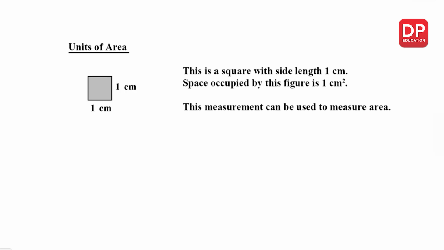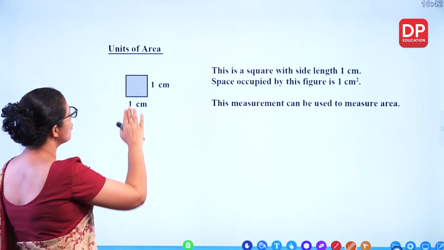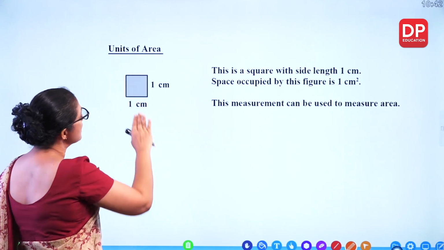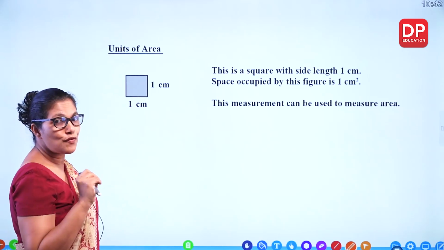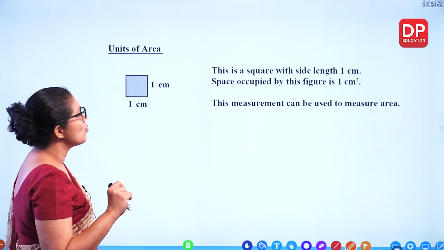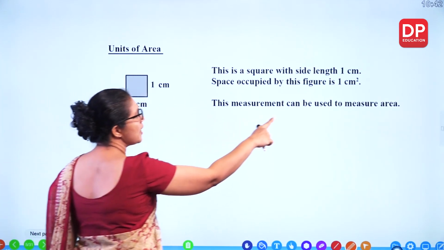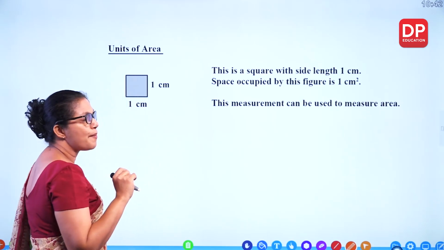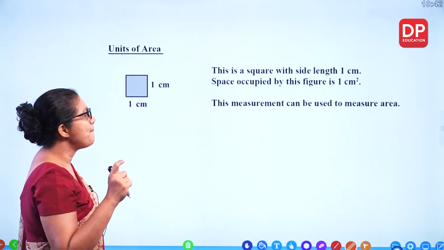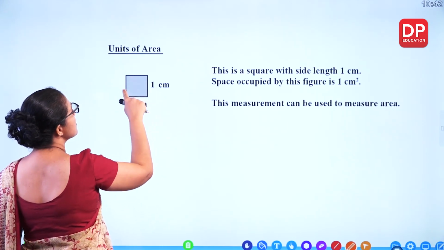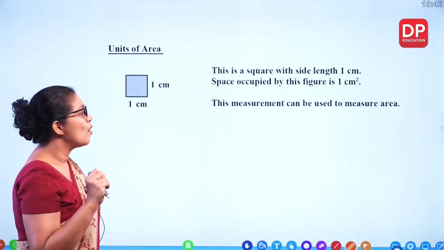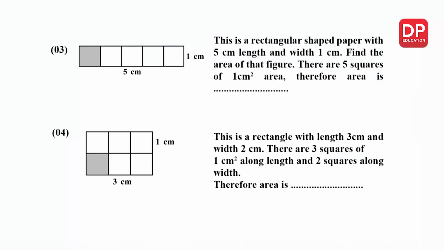So, what are the units of area? Think about a square with length 1 centimeter. So, the space occupied by this figure is 1 square centimeter. So, this is the measurement we can use to find the area. So, when you have small area, you can use 1 square centimeter for the units. So, what does 1 square centimeter mean? A square with length 1 centimeter. Look at this one.